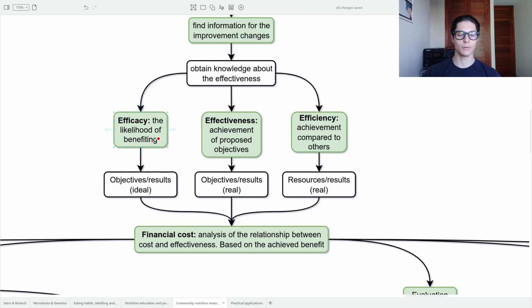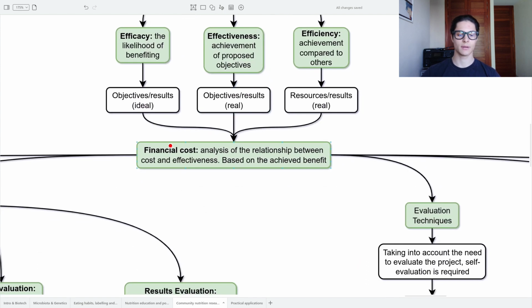Efficacy is the likelihood of benefiting. These are the objectives divided by their results in an ideal circumstance. Effectiveness is the achievement of proposed objectives. This is the objectives divided by the results in a real circumstance. And then efficiency. This is the achievement compared to others. So resources divided by results in a real circumstance. And these three are all evaluated using financial cost, which is the analysis of the relationship between cost and effectiveness. And it's based on the achieved benefit.